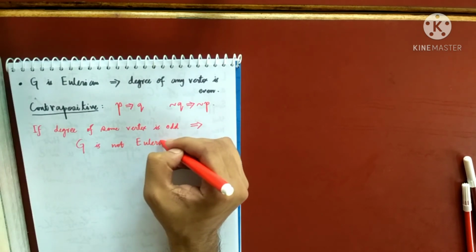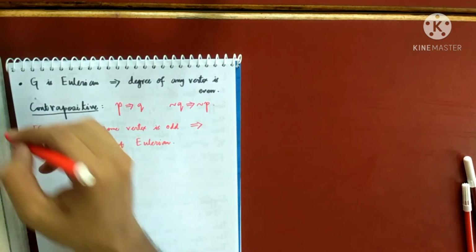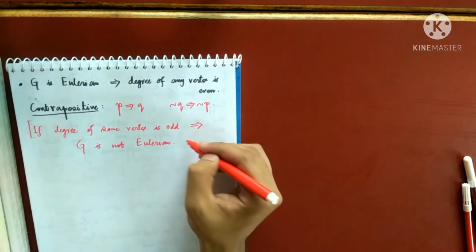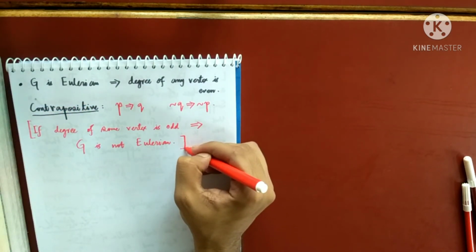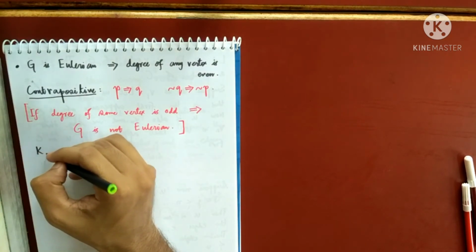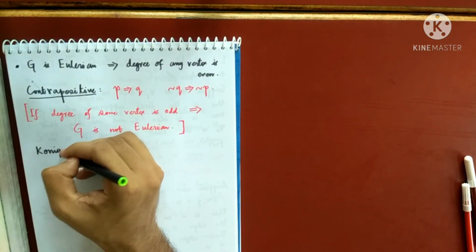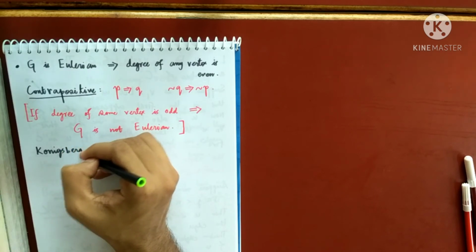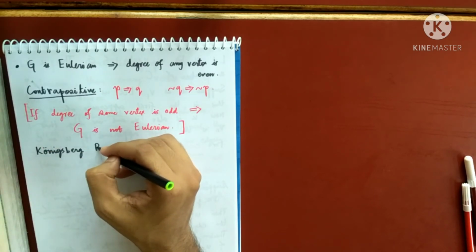So this will be very much essential. The contrapositive statement of the previous theorem will be very much essential. We will see why. So let's now recall the Königsberg bridge problem, or seven bridge problem.